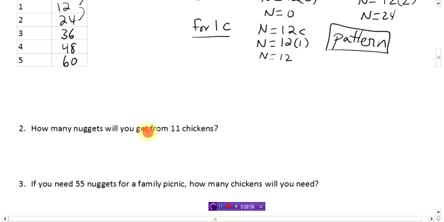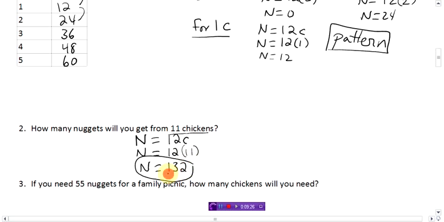How many nuggets will you get from 11 chickens? Again, you could use common sense, or you could use the formula. The formula that we had here was nuggets equals 12 times chickens. Well, we can sub in 11 for chickens, so nuggets equals 12 times 11 chickens, and you have to go 12 times 11, which is 132. Trust me, it is. So 11 chickens will give us 132 nuggets.